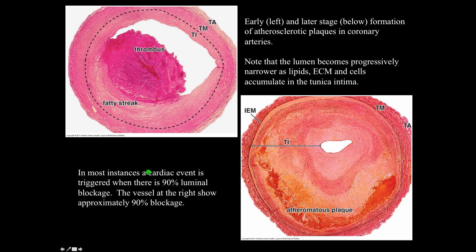In most instances, there'll be a cardiac event when 90% of the lumen is occluded by a blockage, and that's actually what's shown on this micrograph. This is a micrograph showing about 90% blockage in a coronary artery. This amount of blockage would indeed lead to a cardiac event.